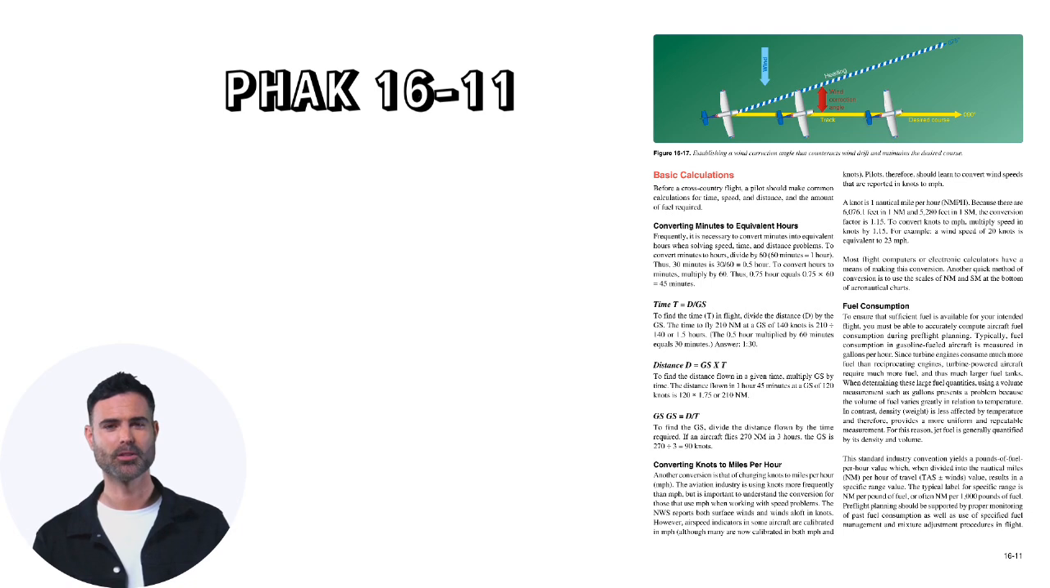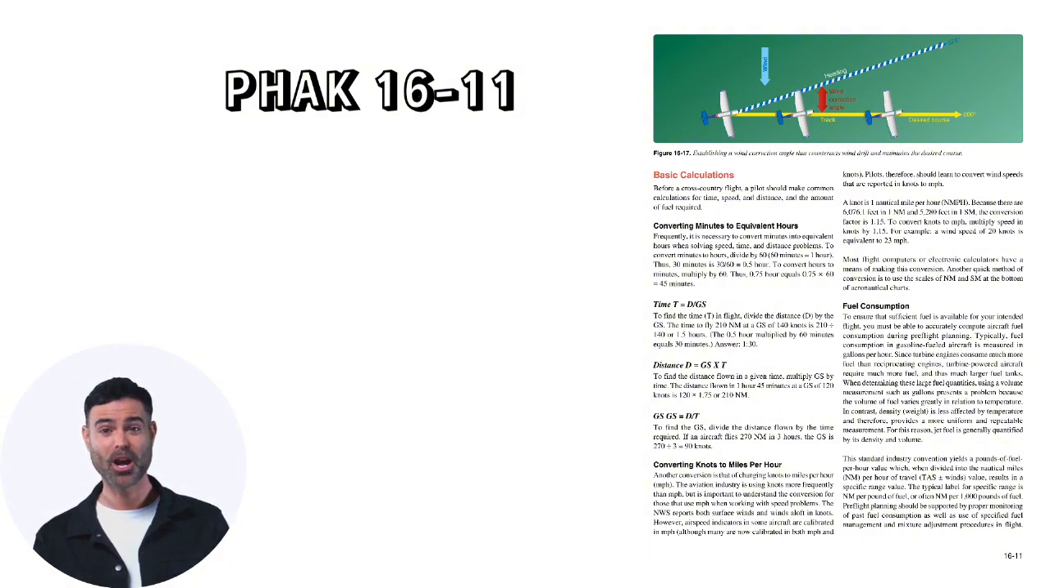Distance, d equals GS times t. To find the distance flown in a given time, multiply GS by time. The distance flown in 1 hour 45 minutes at a GS of 120 knots is 120 times 1.75, or 210 nm. GS equals d divided by t. To find the GS, divide the distance flown by the time required. If an aircraft flies 270 nm in 3 hours, the GS is 270 divided by 3 equals 90 knots.